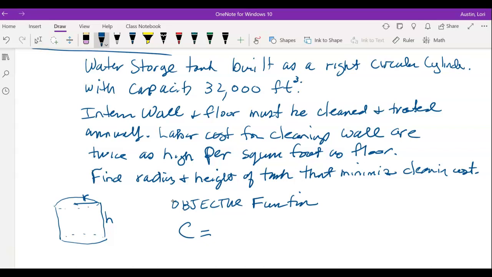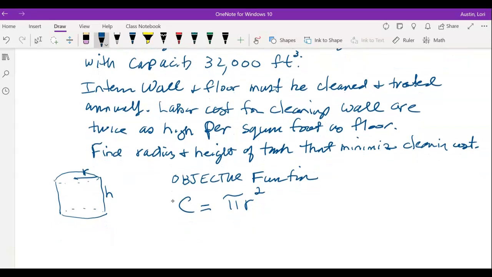The floor is easy. What's the floor? What's the picture? What figure is on the floor? It's a circle. How do we find the area of a circle? What's the area of a circle? Because remember, it's a cost per square foot. How do you get a square foot? You take an area. So that is going to end up being area of the floor.